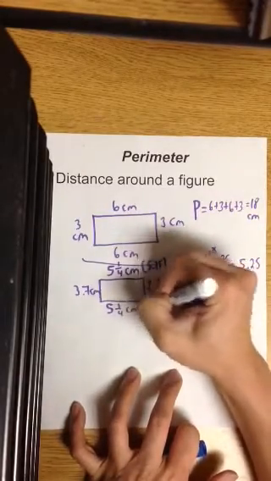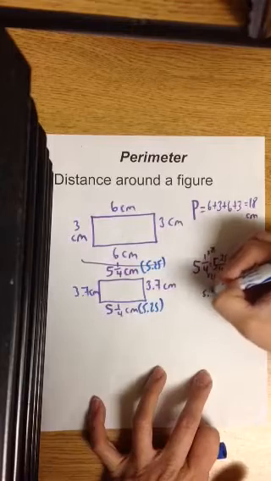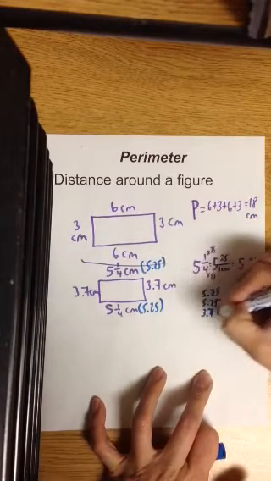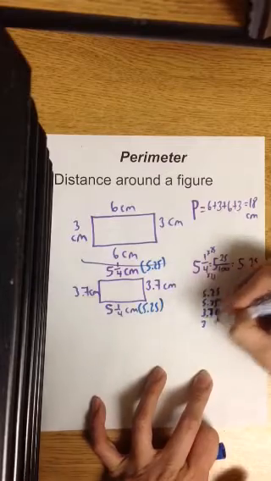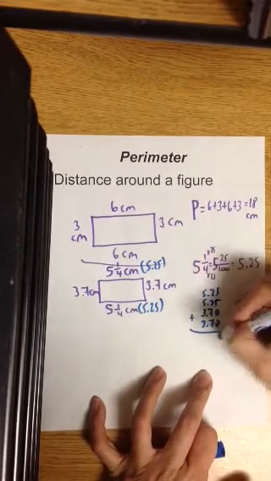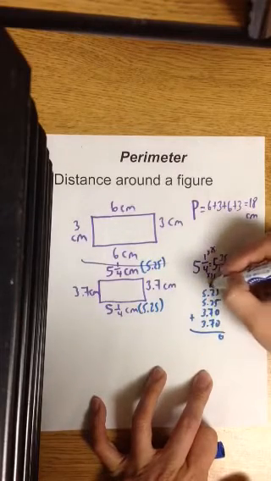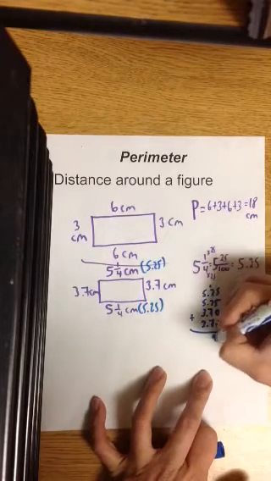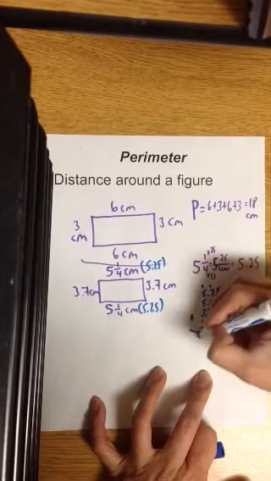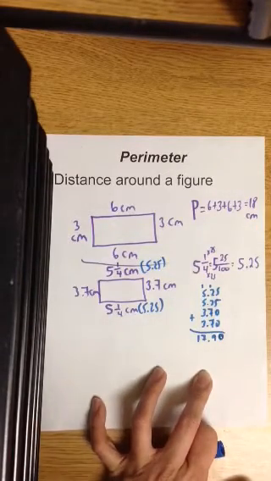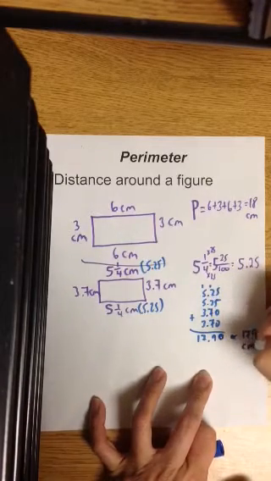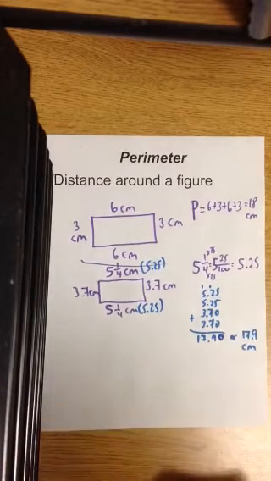Now it's time to add them all up. 5.25, 5.25, 3 and 7 tenths, or 3 and 70 hundredths, 3 and 70 hundredths. If you add this up, 5 plus 5 is 10, carry the 1, and so on. The total is 17 and 90 hundredths, or 17 and 9 tenths centimeters. Don't forget your units.